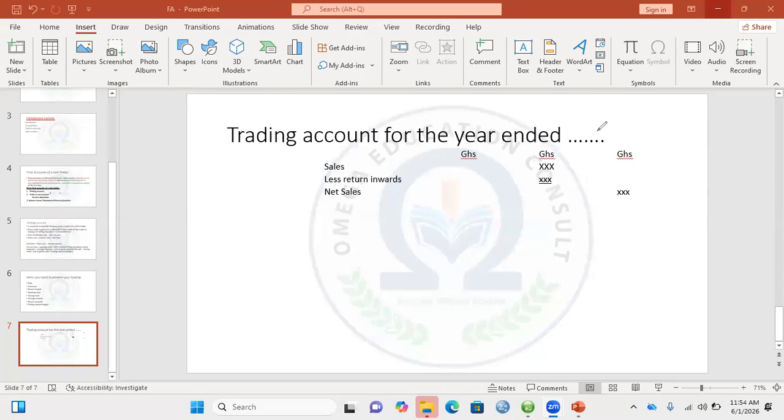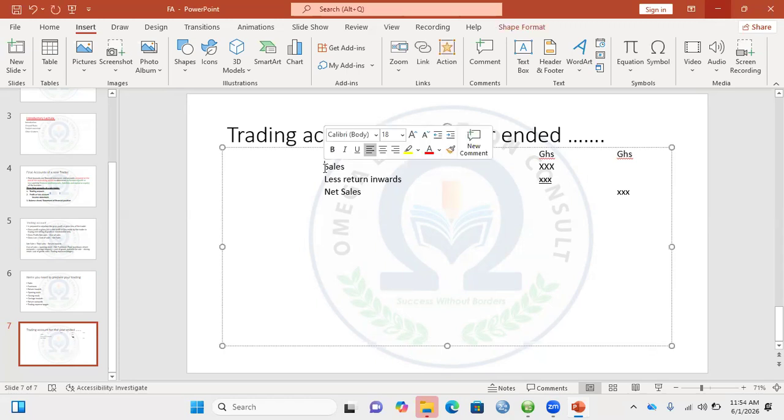Okay, so the point I was making is that for the format of the trading account, you begin with the title, and the title is "Trading Account for the year ended", right? Then you put the year there. It will be given to you in the question. After that, you have to put 3 amount columns on the right side of the trading account. Okay, 1, 2, 3. And there's a reason why we do that.